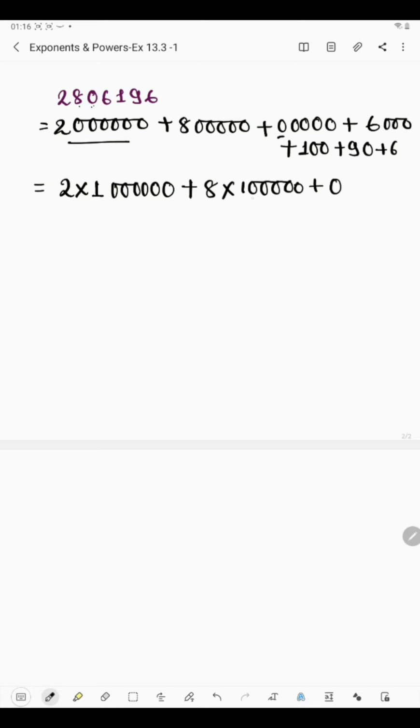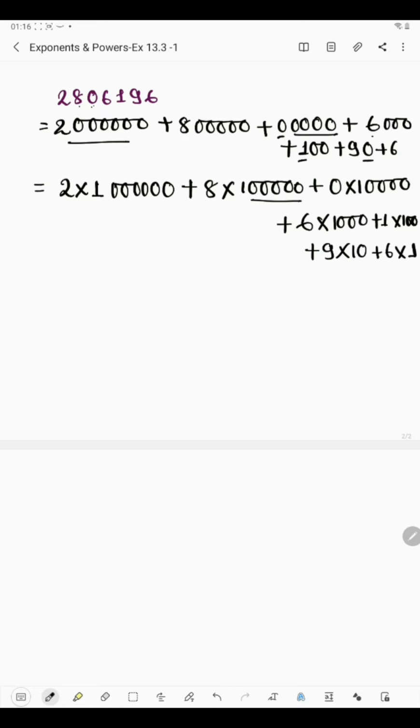Okay, now after this we have 0, and with zeros, which number to be multiplied to get zeros here? Because here we have taken 5 zeros and here we have 4 zeros. So with 1 we will write 4 zeros. After this we will take 6, and after 6, 3 zeros. So it's 3 zeros with 1. Then we have 1 multiplied by 100. Okay, then 9 multiplied by 10, since 1 zero is there. And finally 6 multiplied by 1. Okay, 6 multiplied by 1 is 6.